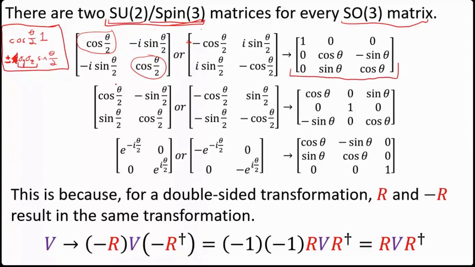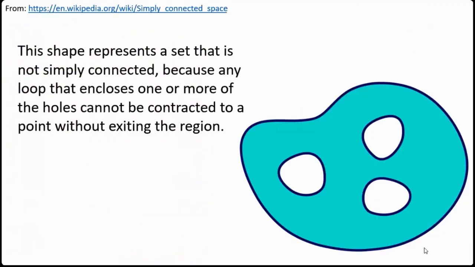There's two of those matrices for this, and the same thing with, I'm guessing, xz and xy. The reason is if we transform a vector double-sided with the negative version of r, then the negatives just cancel, and that's the same thing as transforming with the positive version of r. Because it's a double-sided transformation, the plus and minus do the same thing.